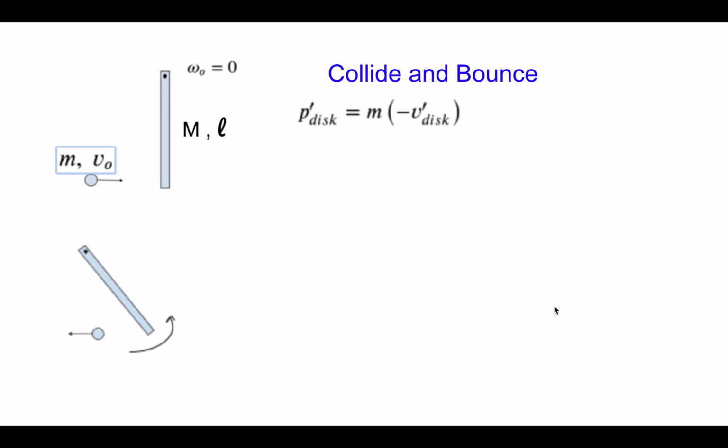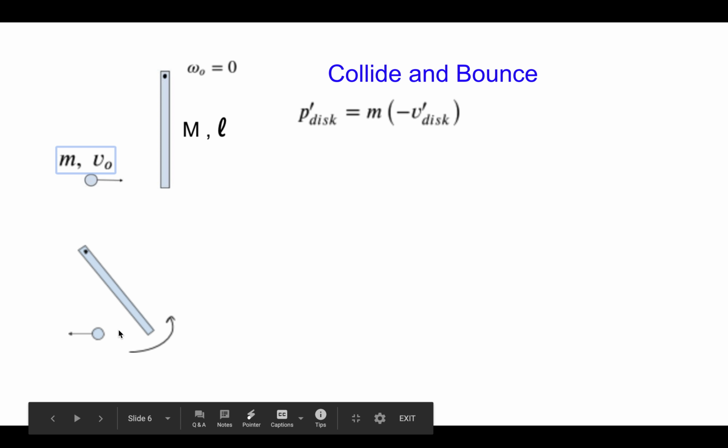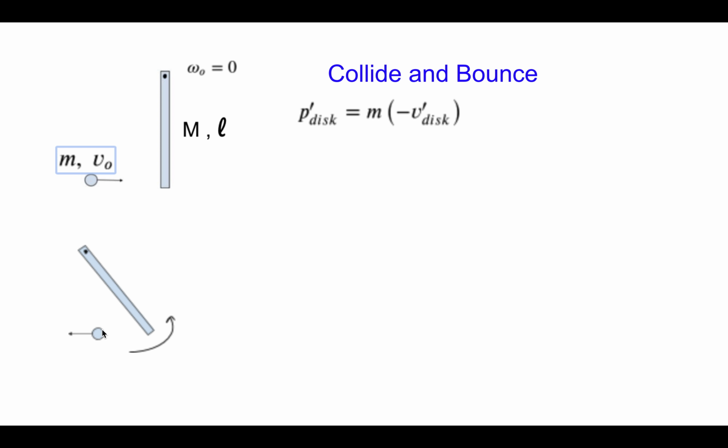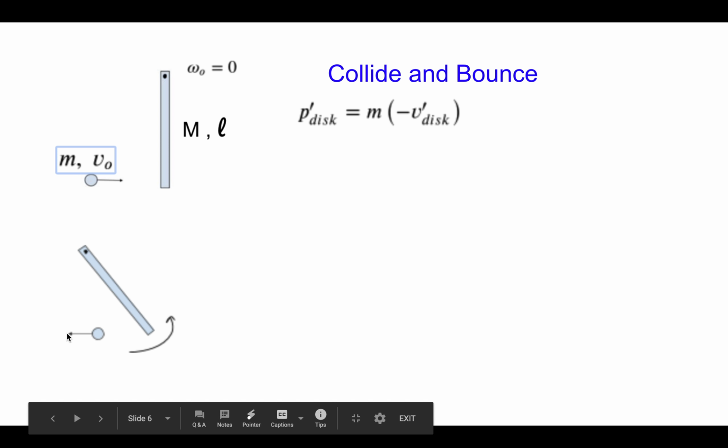The second example is collide and bounce. These ones are definitely more challenging because it's going to hit, this is going to begin to angular rotate, and then this one will have angular momentum going backwards. We have to be careful of the signs. So if we treat this as having an initial positive angular momentum relative to the stick here, and that this is positive angular momentum, then this one, of course, would have to be a negative angular momentum.